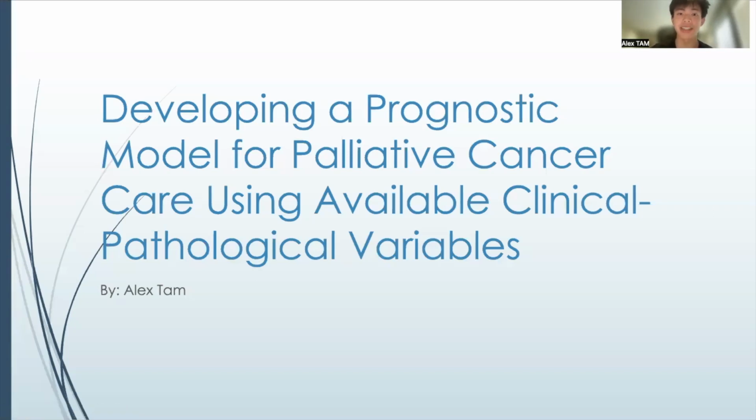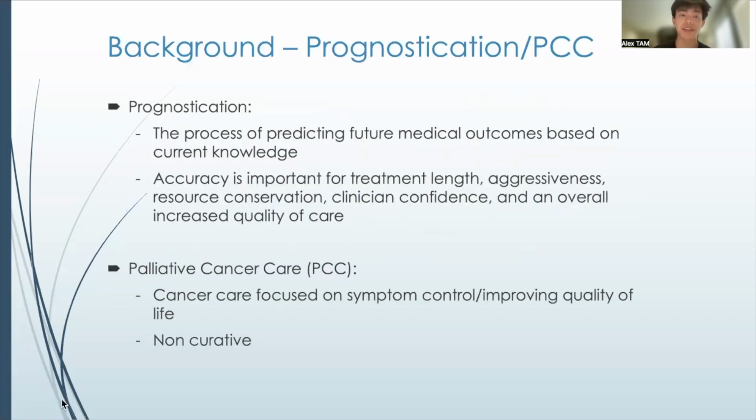My name is Alex, and this is my project on developing a prognostic model for palliative cancer care patients using available clinical pathological variables. So, what is prognostication? Prognostication is the process of predicting future medical outcomes, namely survival, based on our current knowledge.